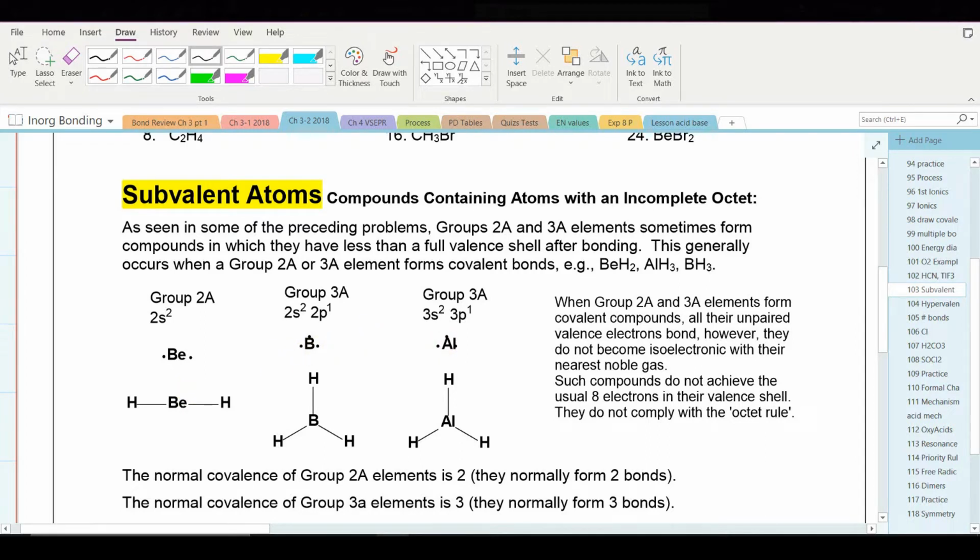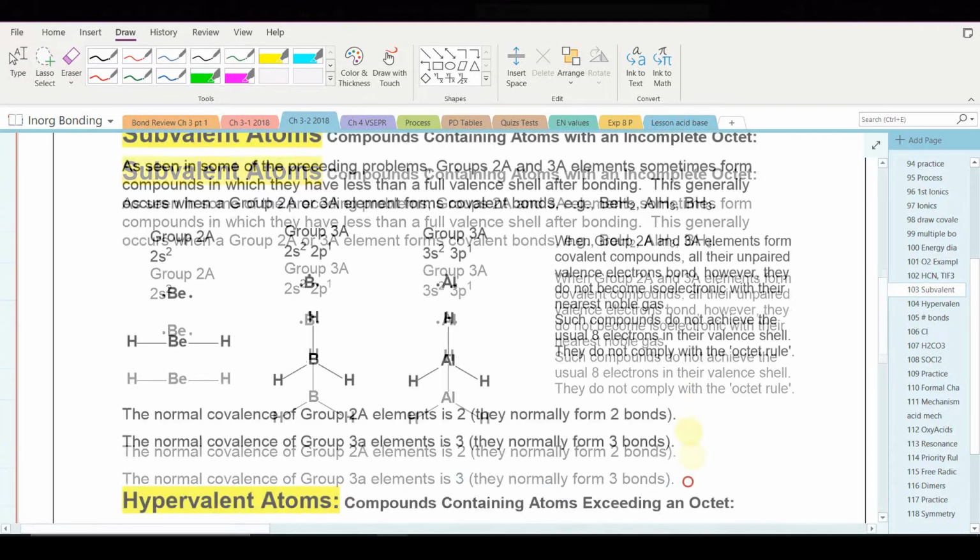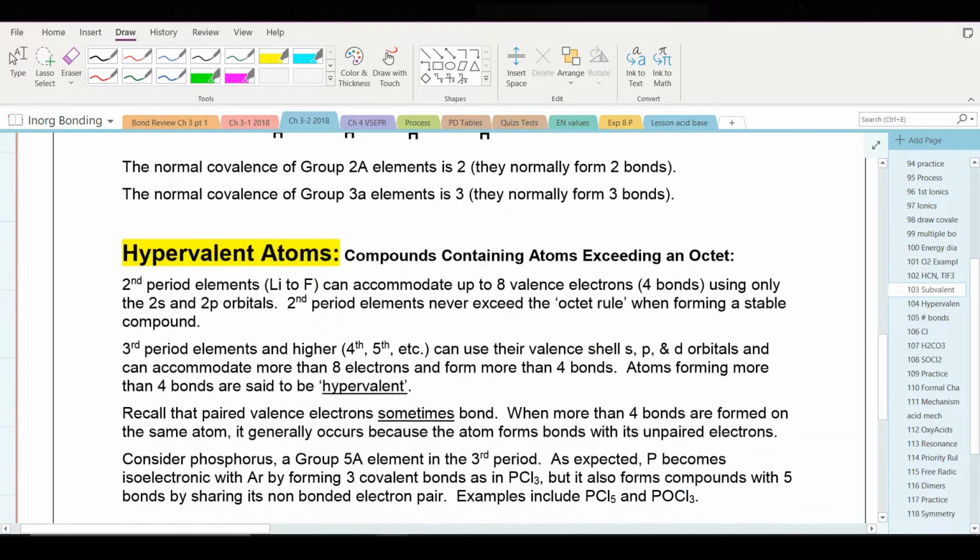It's also possible to have compounds with more than 8 electrons in the valence shell, as we mentioned moments ago, and those are called hypervalent atoms. And atoms that have more than 4 bonds around them are called hypervalent. Let's look at some examples.